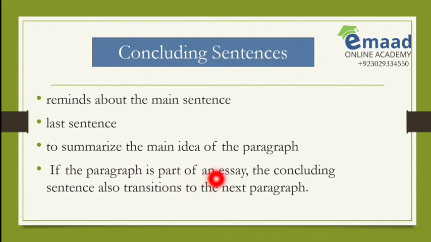If the paragraph is part of an essay, the concluding sentence also transitions to the next paragraph. So if you are not just writing one paragraph, you are writing many paragraphs to construct an essay. So the concluding line of one paragraph is also a transition step towards the beginning of the topic sentence of the next paragraph.